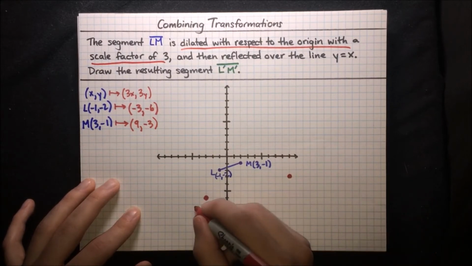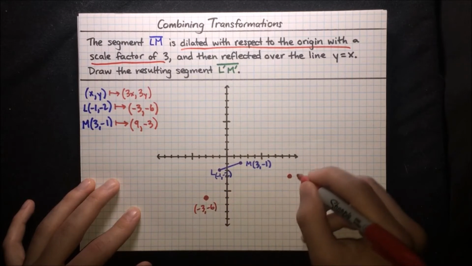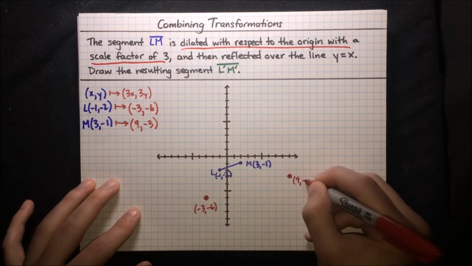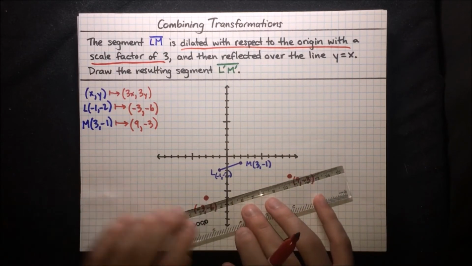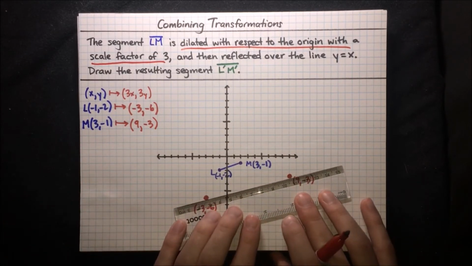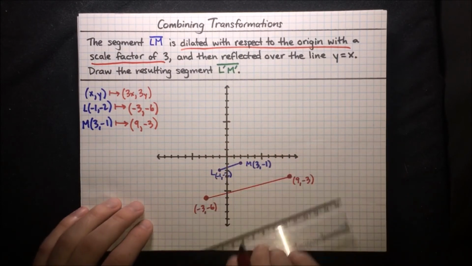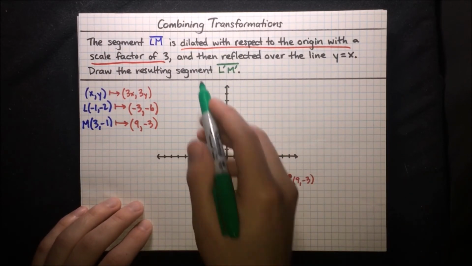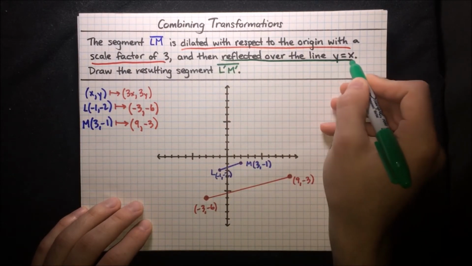Why don't we label these points also? That one was negative 3, negative 6, and this one is 9, negative 3. And we can connect them up to find that intermediate segment. So this is just after the first transformation, which is the dilation. Alright, now let's think about the next transformation, reflected over the line y equals x.